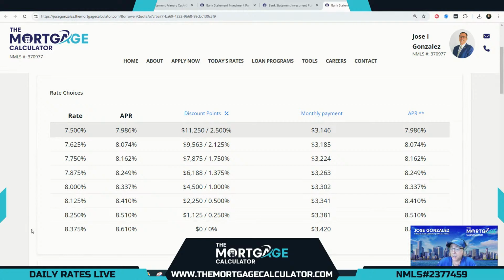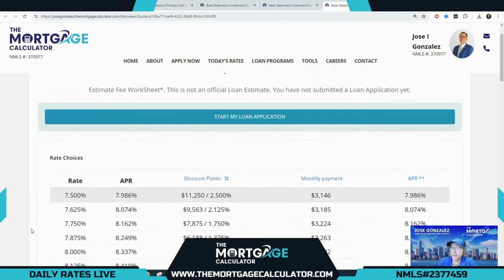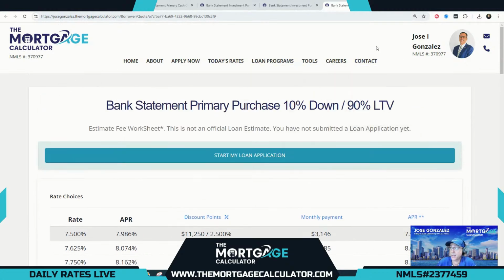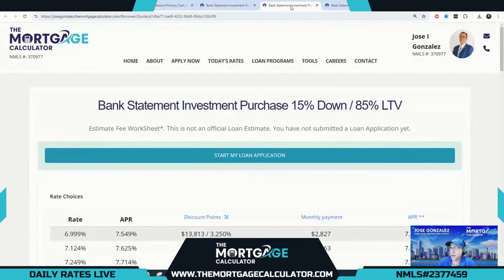8.375 is our lowest cost option at par. And you can buy that down all the way to 7.5% at a cost of 2.5 points for our 10% down bank statement primary option. Our highest LTV investment option is 85% LTV, 15% down.